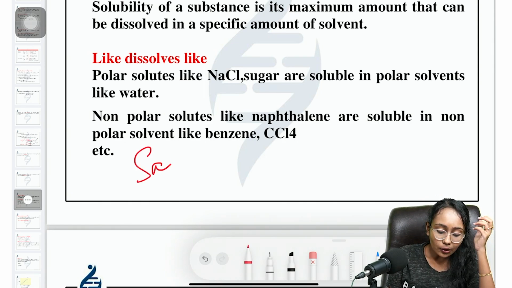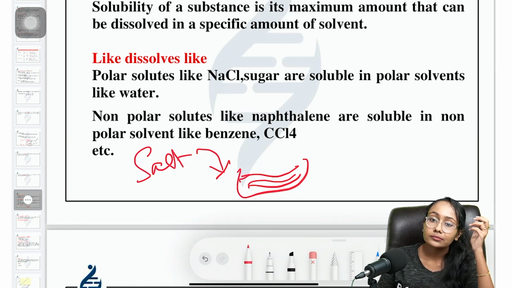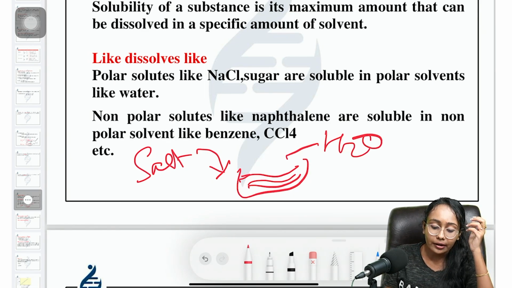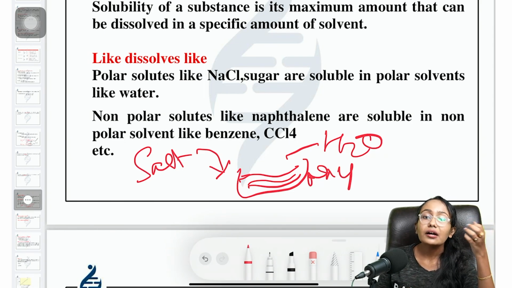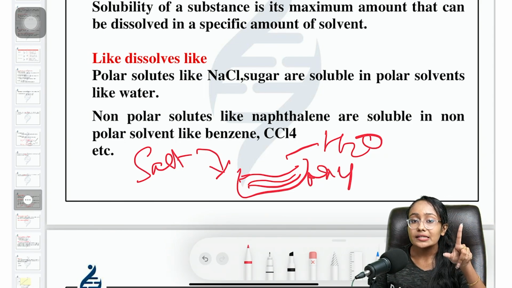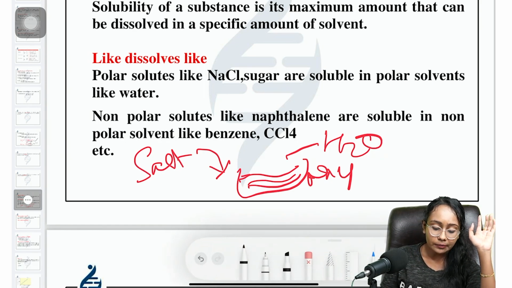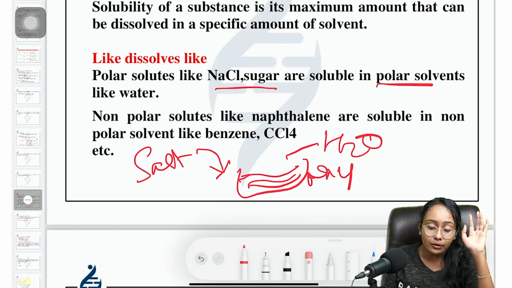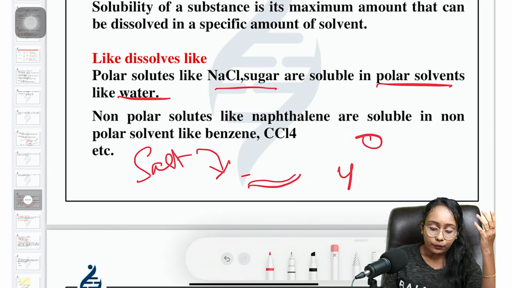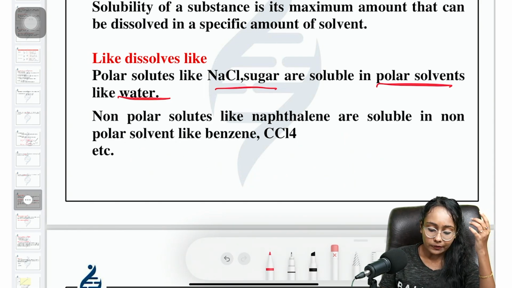Guess I'm adding salt to water. Water is H2O, right? It's a polar solvent. Salt, NaCl, it's a polar solute. So always a polar solute can be dissolved in a polar solvent only. Here examples are given. Polar solutes like NaCl and sugar are soluble in polar solvents only, like water. Now take the case of non-polar solutes and non-polar solvents.